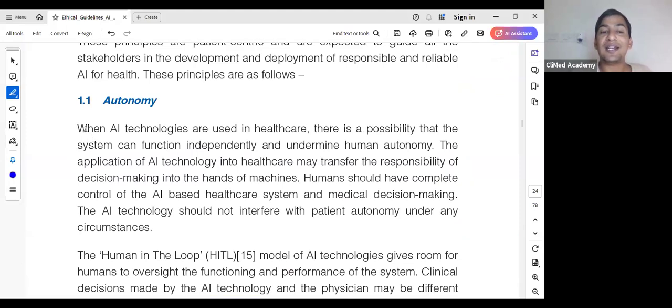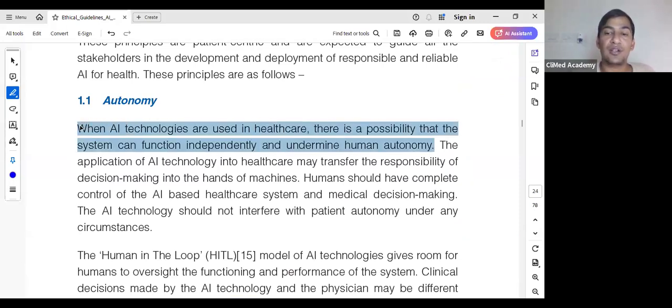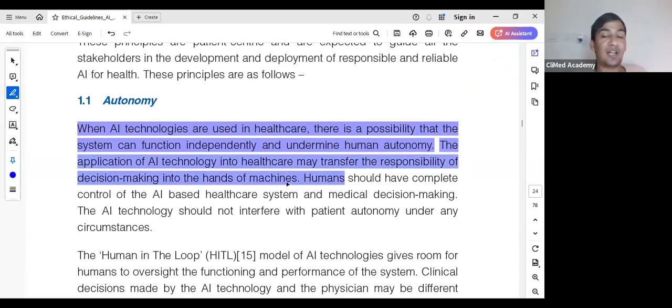When AI technologies are used in healthcare, there is a possibility that the system can function independently and undermine human autonomy. The application of AI technology in healthcare may transfer decision-making responsibilities into the hands of machines, so we should never, ever compromise.